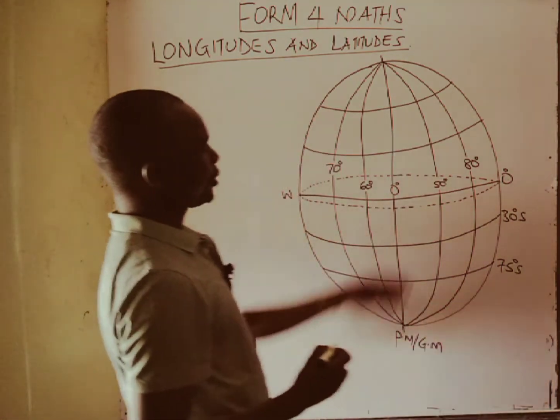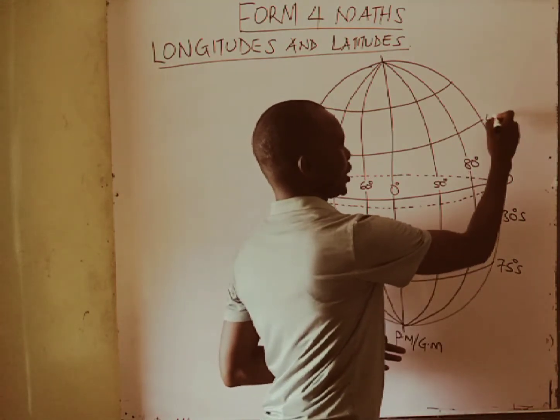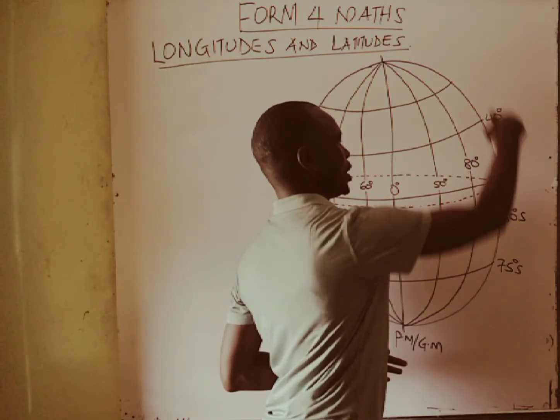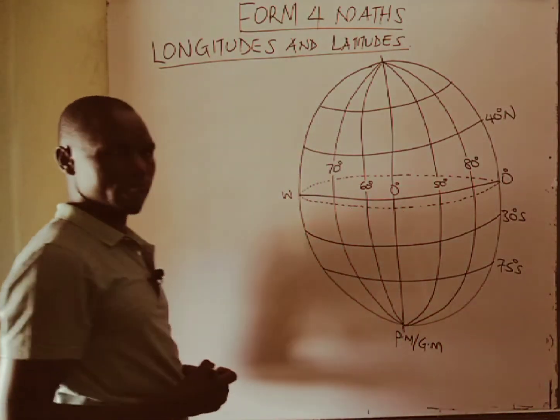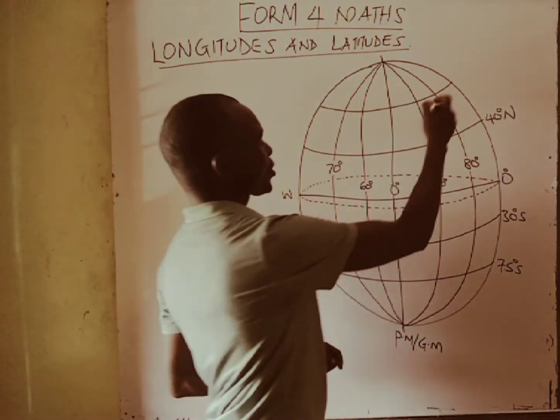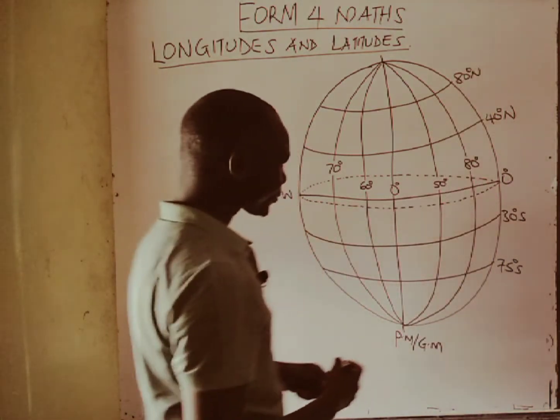We can also measure those which are above the equator. Say you have measured this one and it is 40 degrees. Since it is to the northern part, we say it is 40 degrees north. We can also measure this and maybe we say it is 60 degrees north.